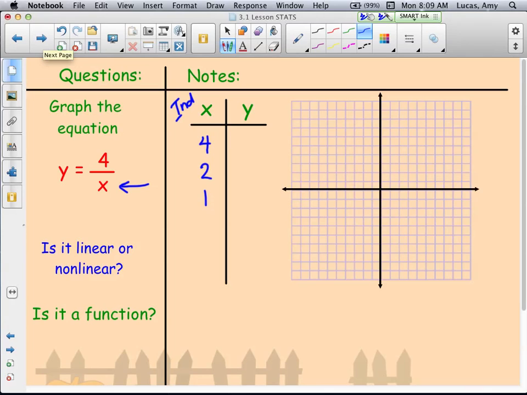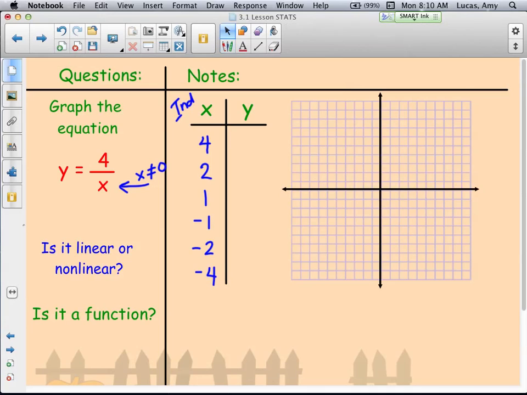You cannot divide by 0. That's undefined. I could divide by -1, -2, and -4 though. So that will give you some better results. What happens when you plug these in on this one? You might get a shape that you're unfamiliar with. So I want to show you what happens on this.